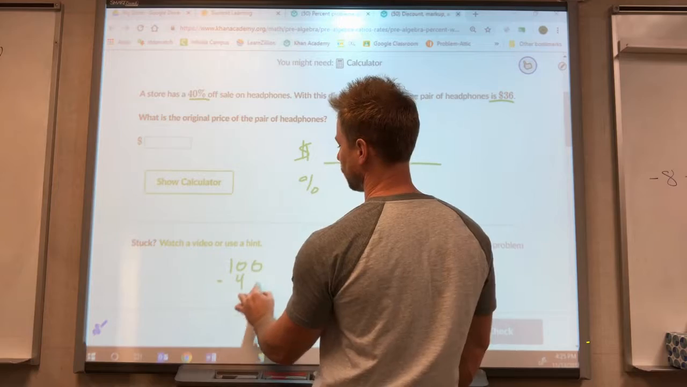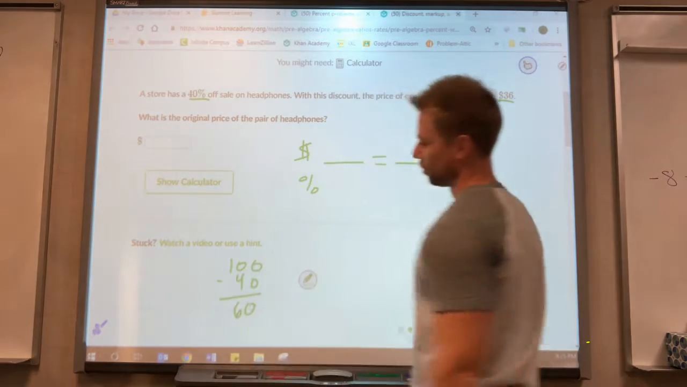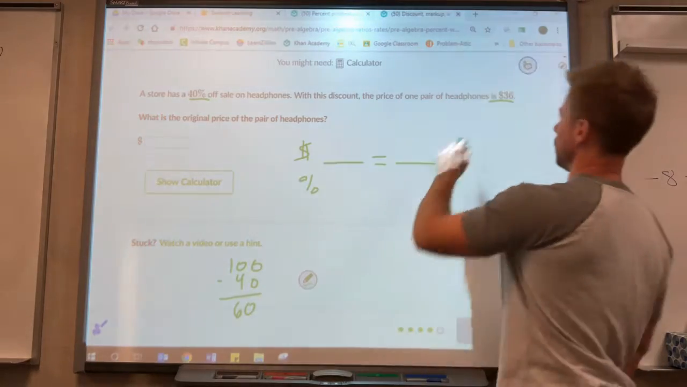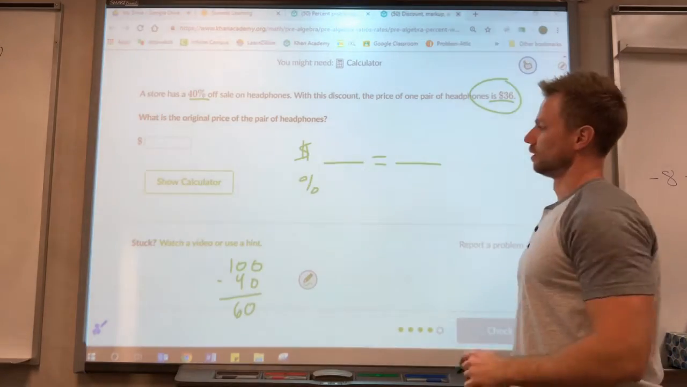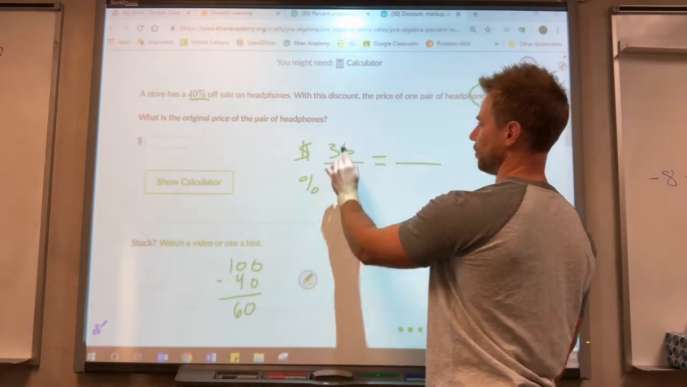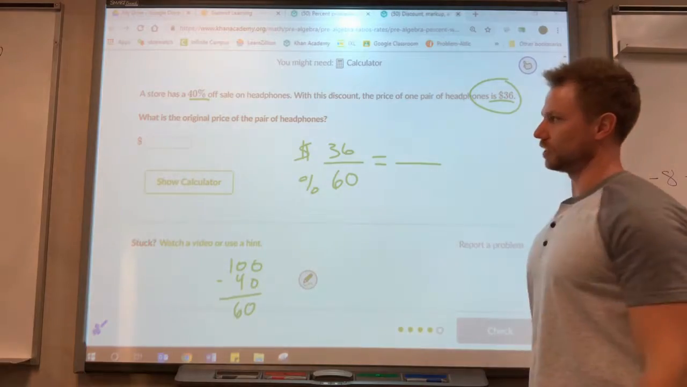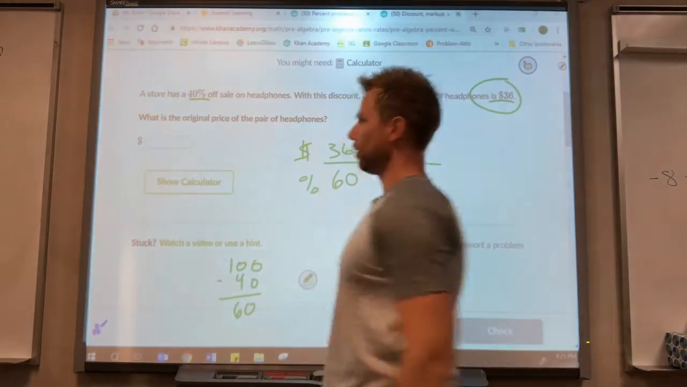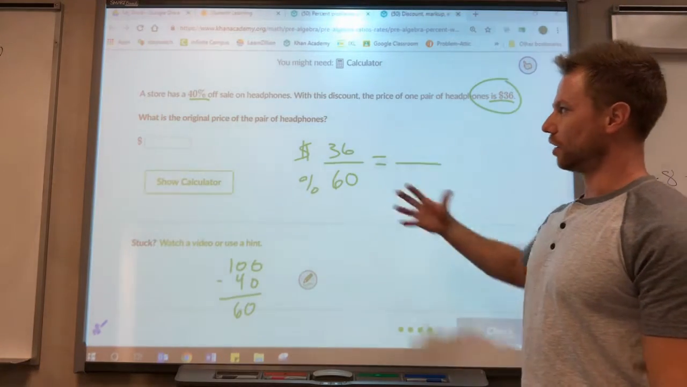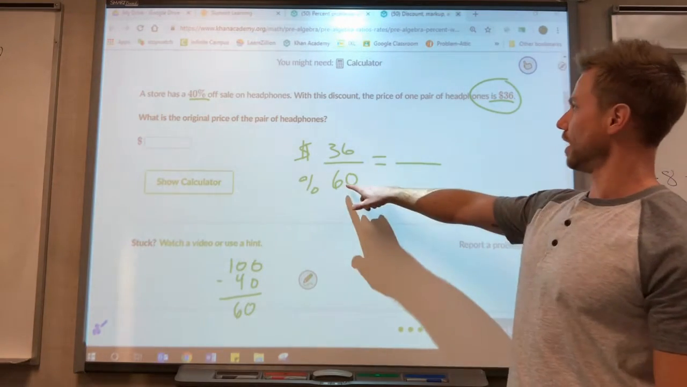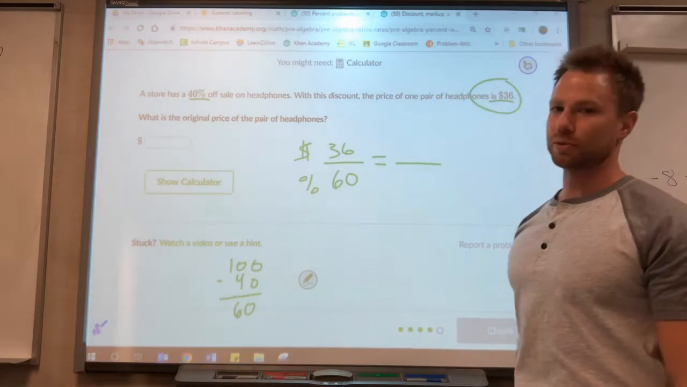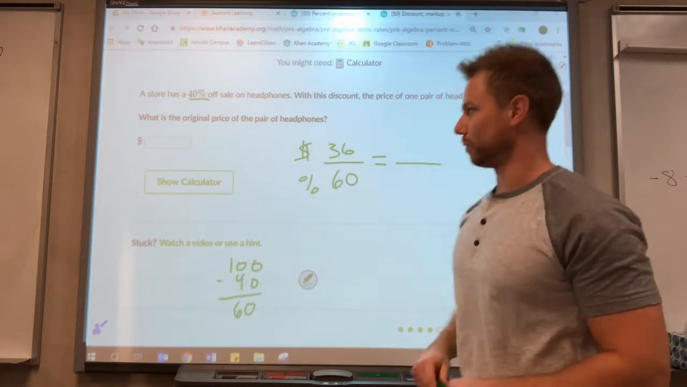Okay, so if it's 40% off, that means we paid 60% of the original price. So our sale price is 60% of the original price. So that $36 goes with 60%. It doesn't go with 40% because that's the percent that we took away. We took away 40%, what's left is 60%. This $36 is 60% of the original price that we paid.